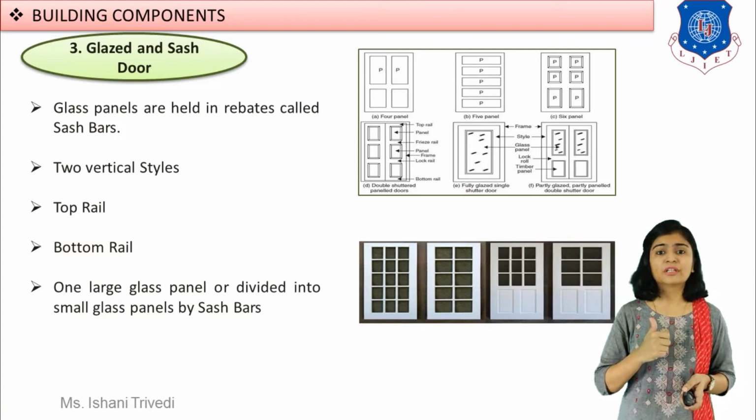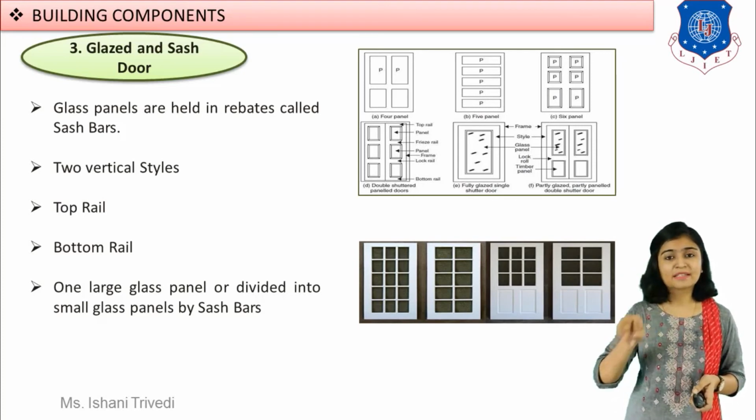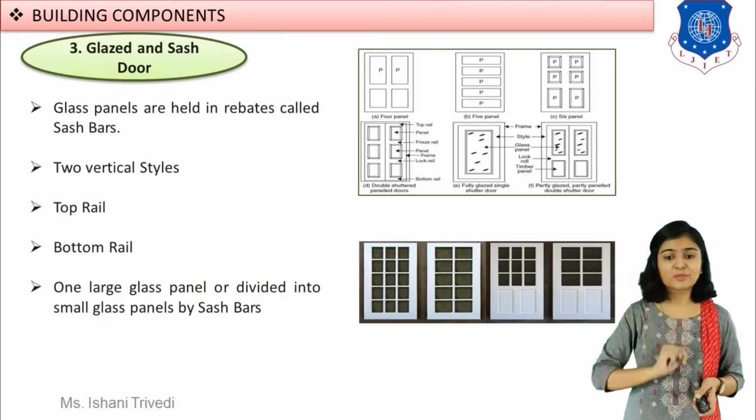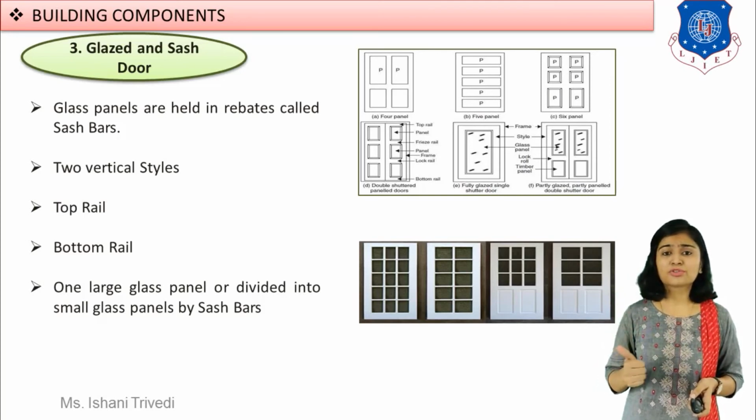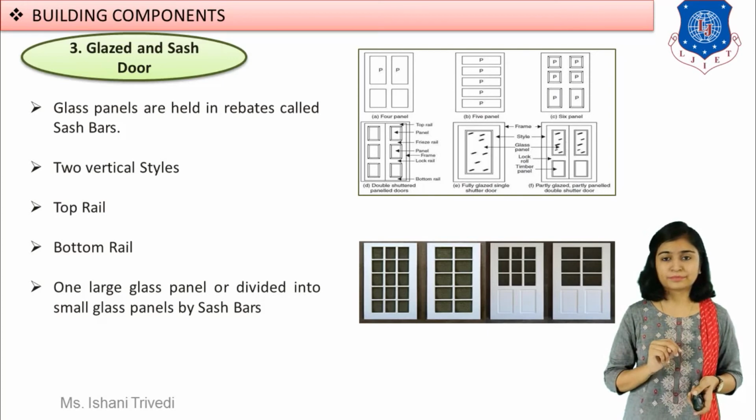Okay, you can see for real in the another sketch flashing over here. Can you see that? How the sash bars are provided, how small glass panels are held in the rebate bars, in the sash bars. And I have also shown you example of glazed and paneled both doors. You also have panels at the bottom and you also have glazed, that is the glass at the top.